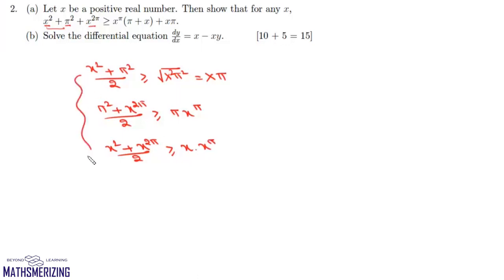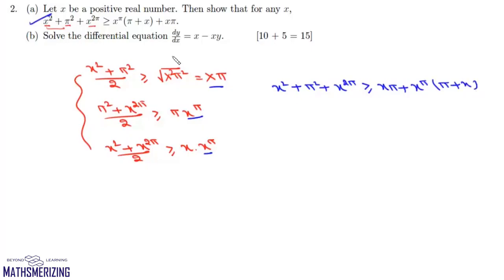Now if we add all of them, then on the left hand side we'll get x square plus pi square plus x to the power 2 pi, and it will be greater than or equal to, now here we'll take this as x pi plus, now here we'll take x to the power pi common, then we'll get pi plus x, and this is what we need to prove in A.